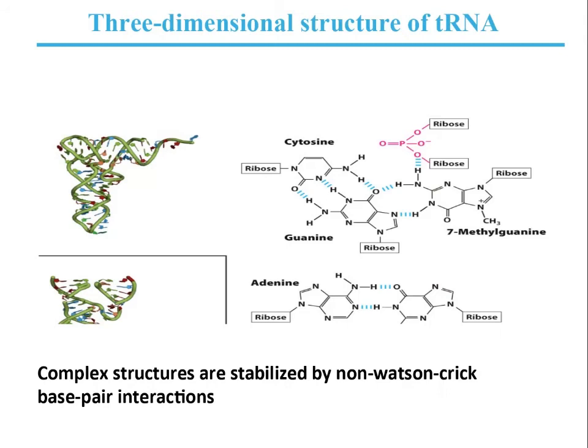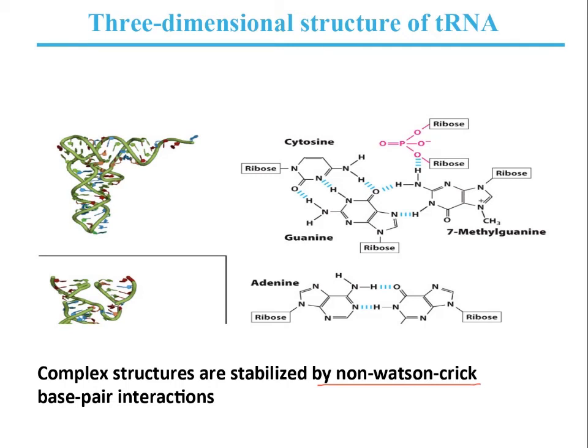Three-dimensional structure of tRNA. The tRNA is not following the Watson and Crick base pairing. In terms of Watson-Crick base pairing, adenine always base pairs with thymine, and cytosine with guanine. In the case of tRNA, it's not following this rule. This rule is not applicable in this case. That's why they call it complex structures stabilized by non-Watson-Crick base pair interactions.